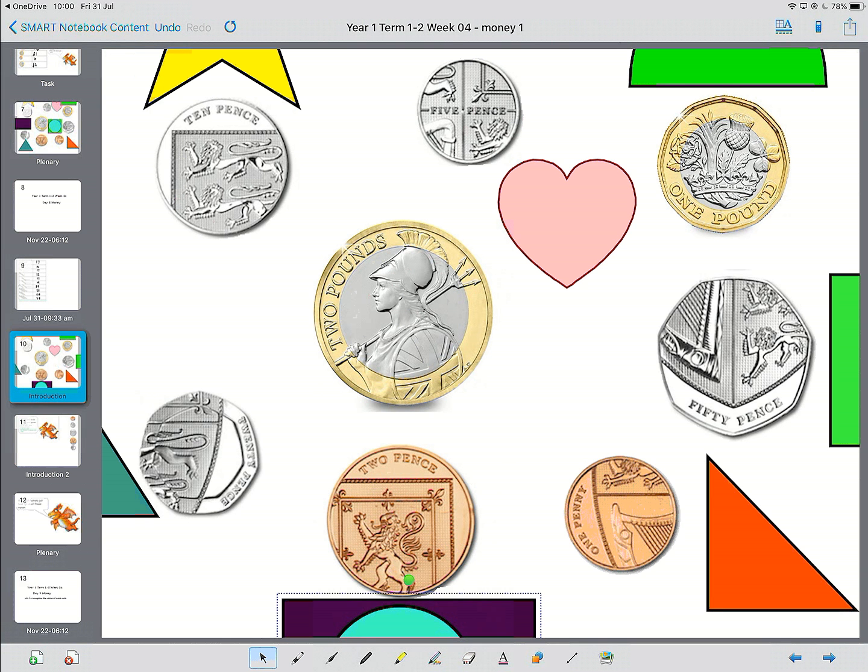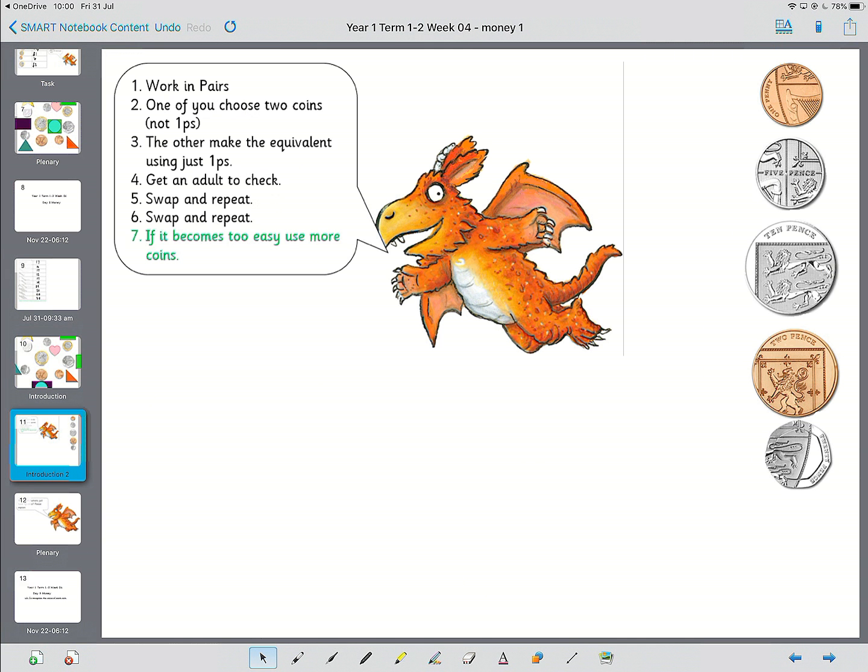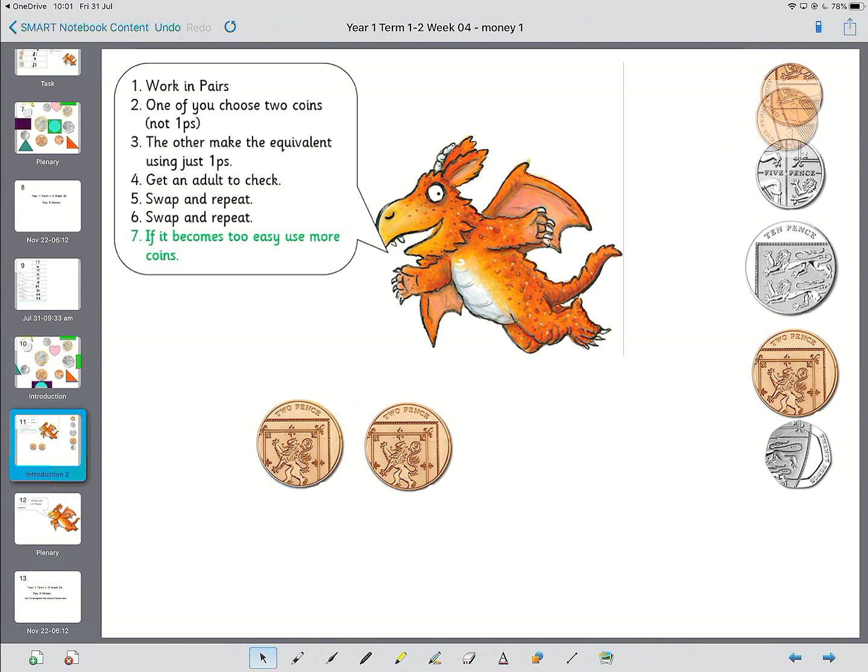Brilliant work. Okay, now Zog's got a challenge for us today, which I'm going to show you, and then it's over to you. Right, what you're going to do is you're going to work in pairs. One of your pairs is going to have to be a grown-up at home, probably, or somebody else in your family. You're going to choose 2 coins that are not a 1p. So, for example, you could have that, and you could have another one of them because they're not 1p's. So now you need to work out how much that is worth. So that's 2p and 2p. So that's 4p.